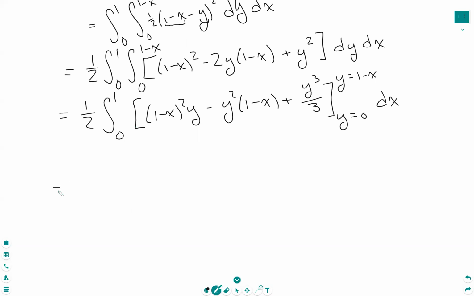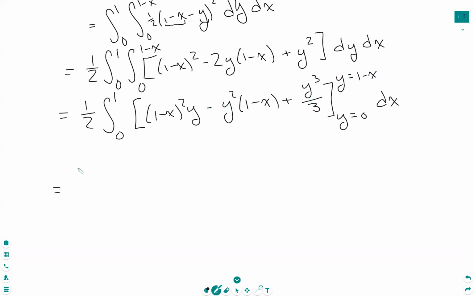Okay, so we plug that in. There's a y term on all of these. So if we plug in y equals 0, it doesn't contribute. So we can think about plugging in this 1 minus x. Well, this becomes a 1 minus x cubed, right? Minus a 1 minus x cubed. So these terms end up canceling. And then I have a 1 minus x cubed over 3.